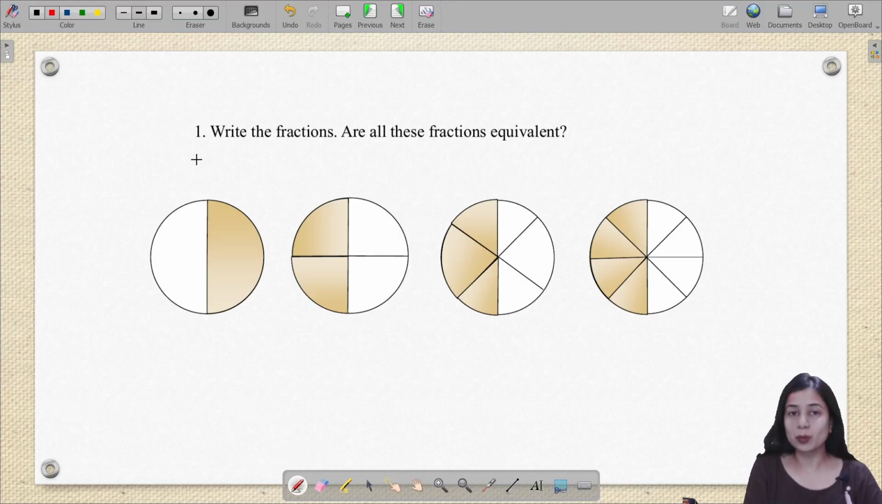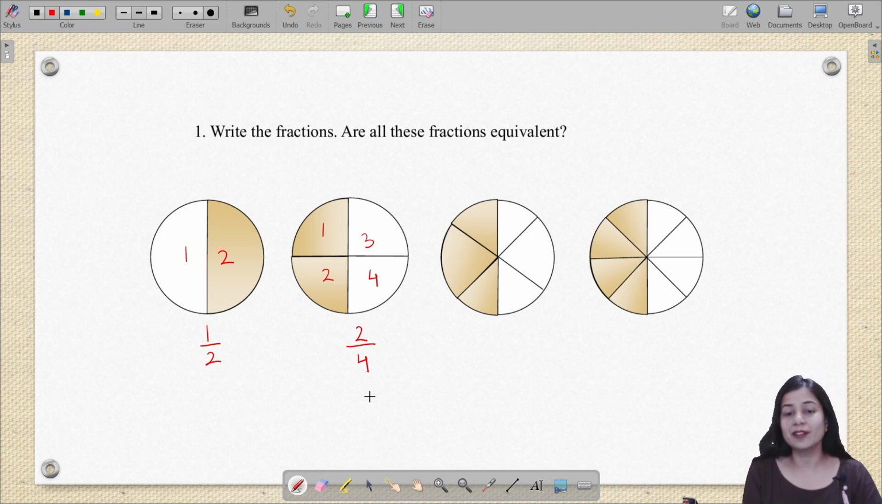So question number 1. Write the fractions. Are all these fractions equivalent? So let's firstly write the fractions. In the first circle, we have a total of 2 equal parts and 1 is shaded out of 2. So the fraction is 1 by 2. In the next circle, total parts are 4 and the shaded are 2. So the fraction is 2 by 4.